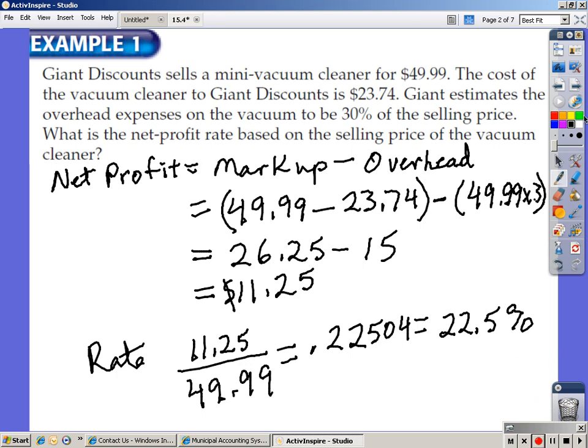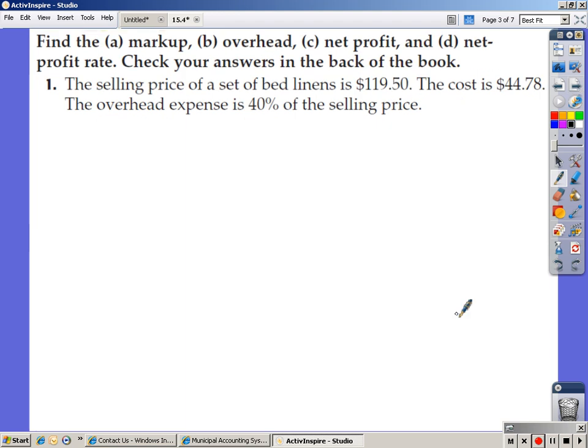Now, let's go ahead and look at problems. Problem number 1. Okay, go ahead and try to work that out. Press pause while you're working it and play when you're ready to see it work.